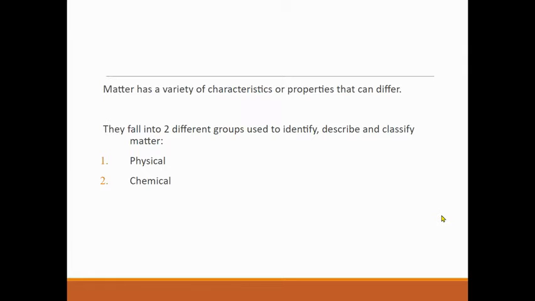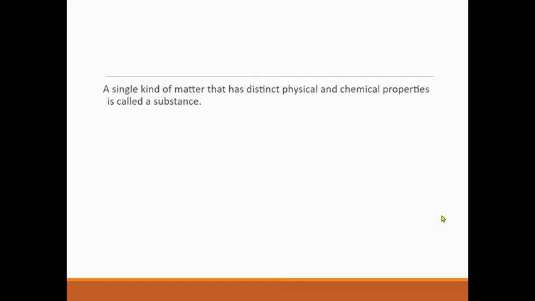Matter has a variety of characteristics or properties that can differ. They fall into two different groups used to identify, describe, and classify matter. Those two are physical and chemical. A single kind of matter that has distinct physical and chemical properties is called a substance. A substance can be an element, a compound, or a mixture.